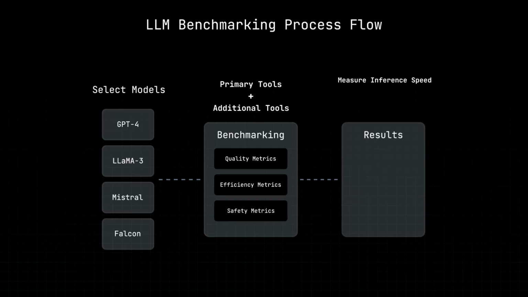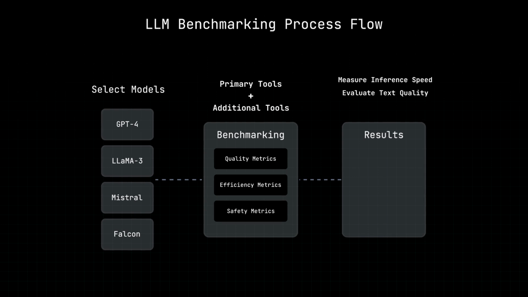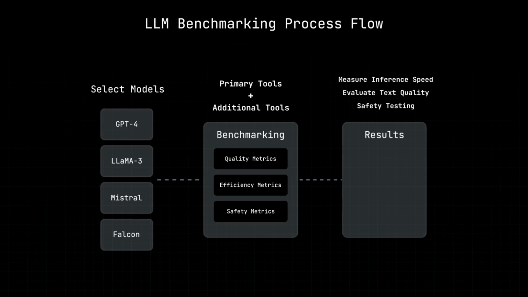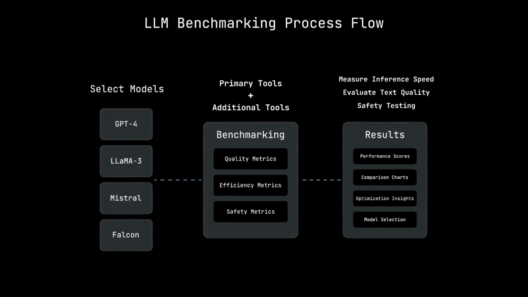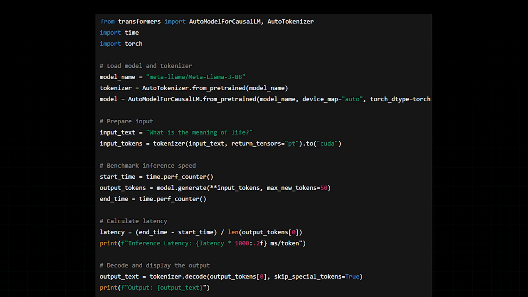Measure inference speed. Use scripts to calculate latency per token and overall throughput, ensuring the model meets real-time requirements. Evaluate text quality. Compute metrics like BLEU, ROUGE, or GPTScore to assess how human-like the outputs are. Safety testing. Run evaluations for toxicity and bias to ensure the model produces ethical, reliable content. For example, you can use a simple Python script with Hugging Face to measure inference speed, which is crucial for responsive applications.